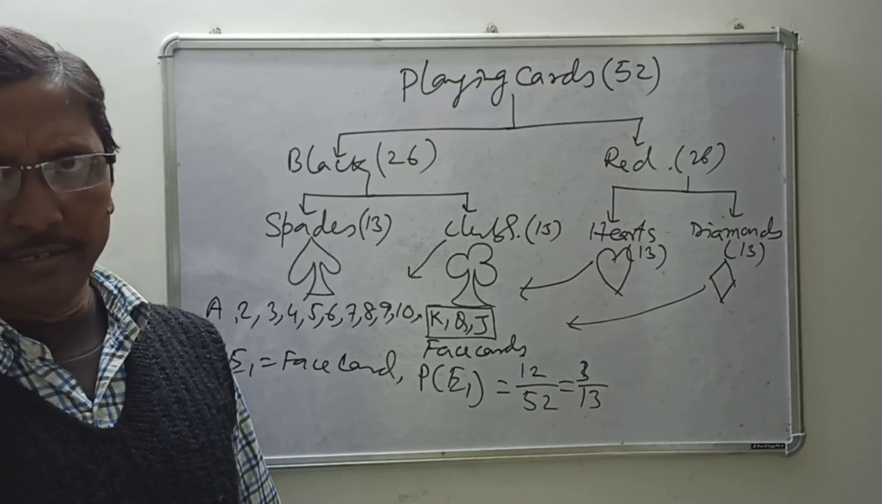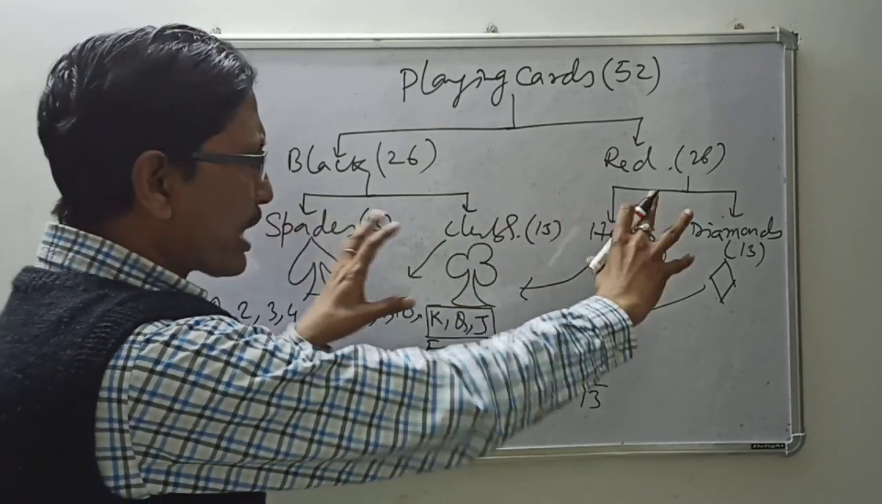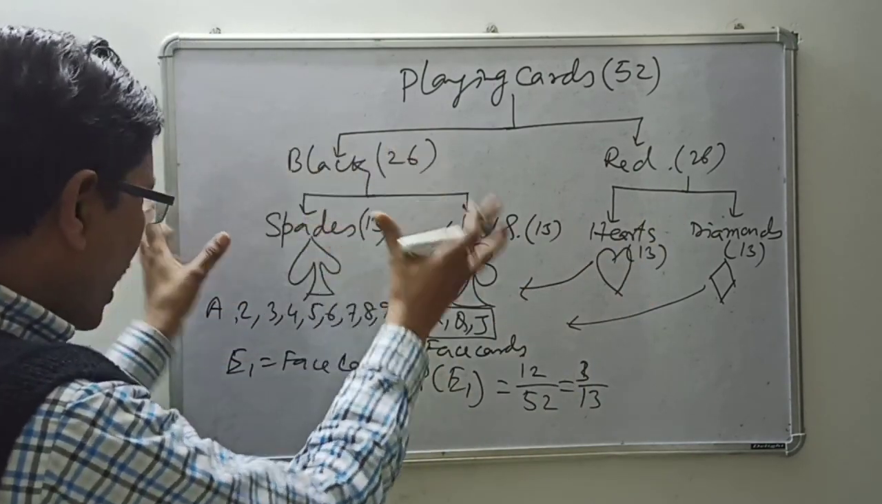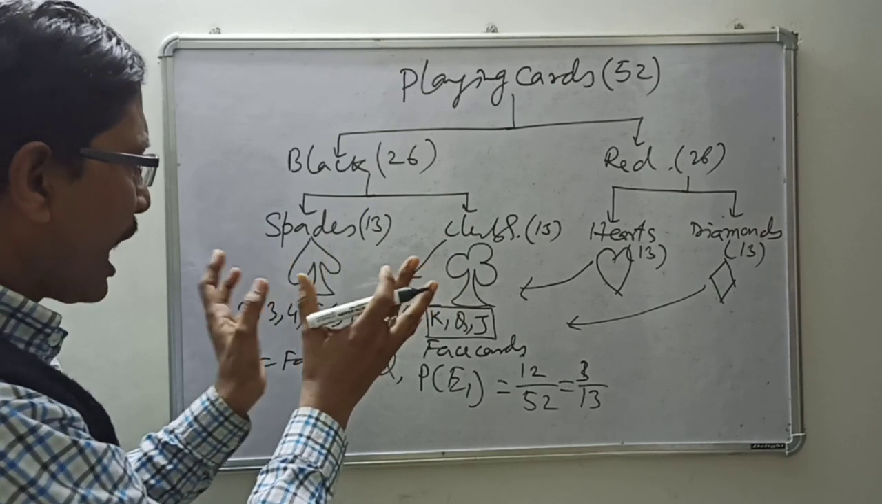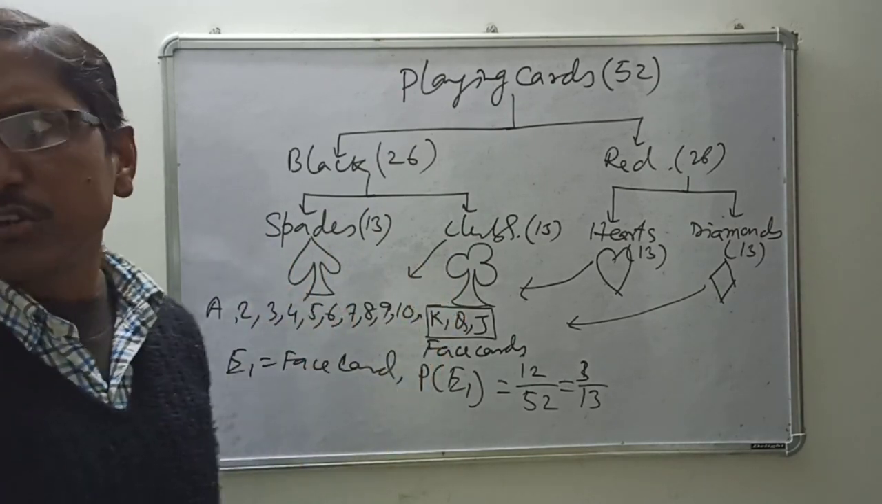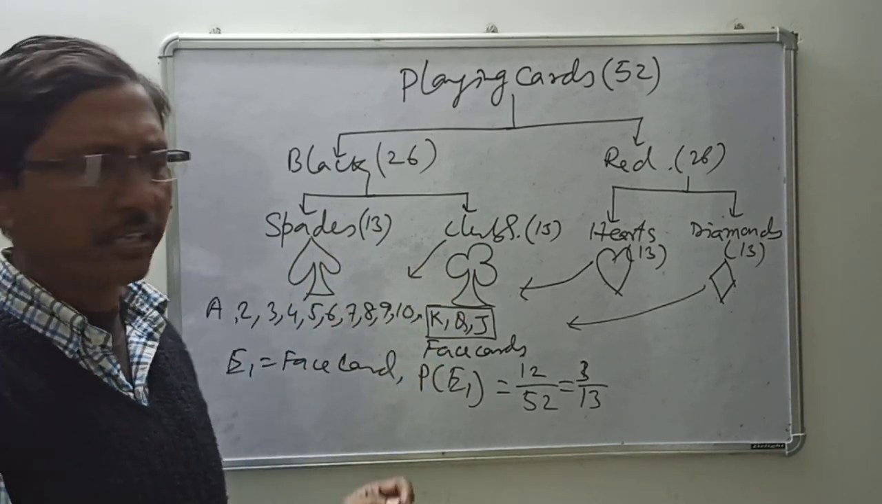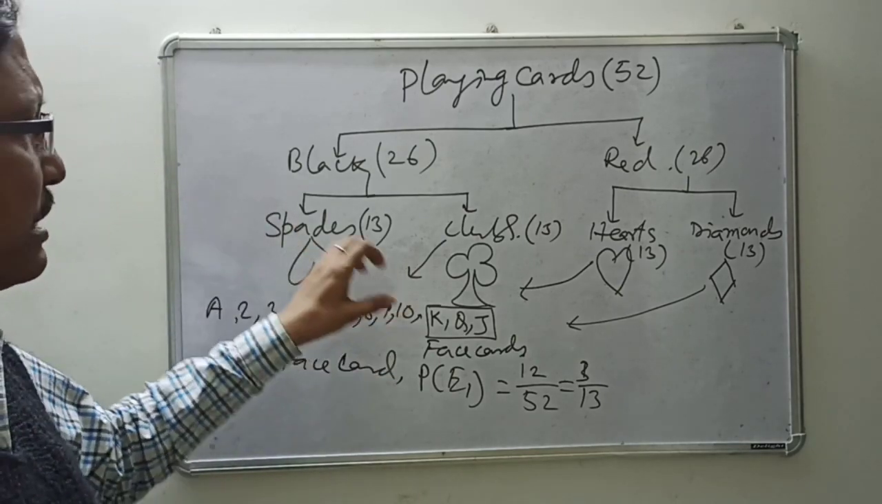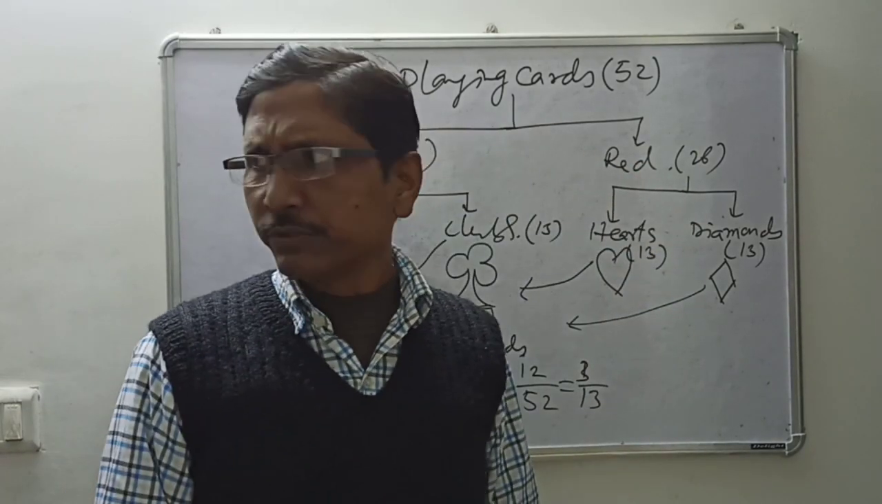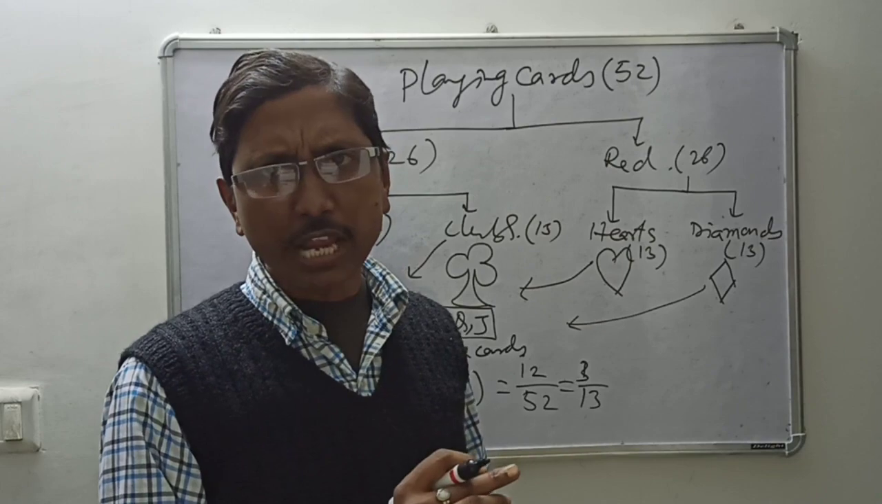Getting a king, total kings you are having is 4. So this table you have to see. If you have the idea about this table, it will be easy for you to do that one. The probability of getting a king, the total kings you are having is 4, so 4 by 52 you will have.